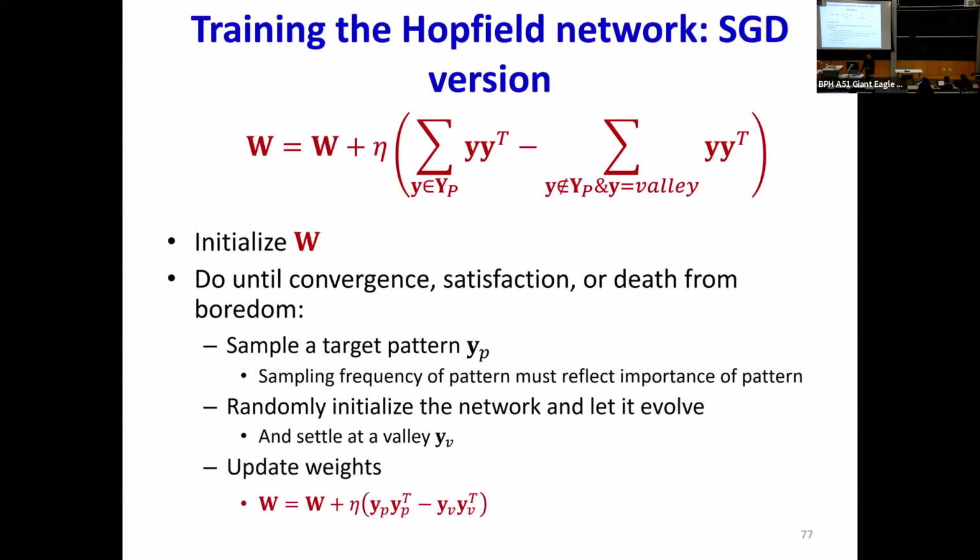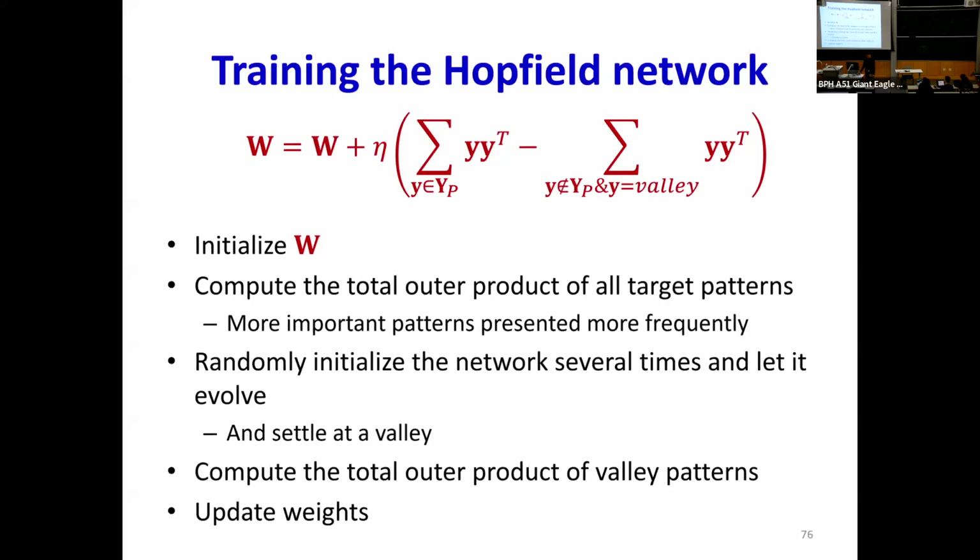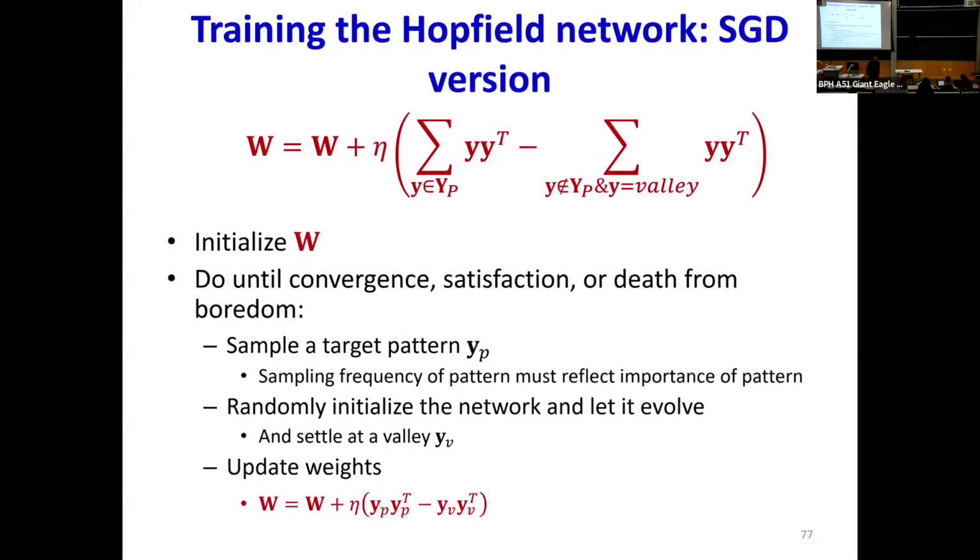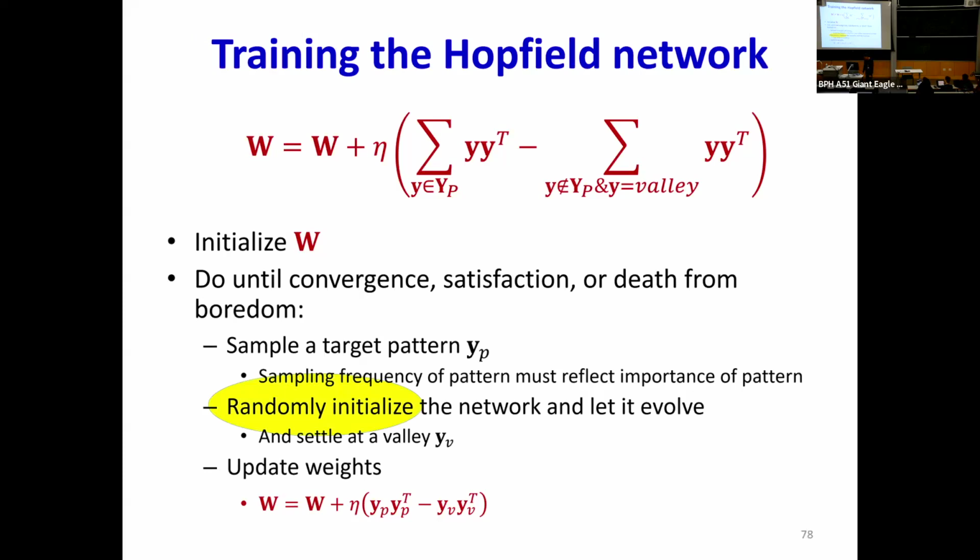Or I could do the SGD version of it, where I can randomly pull up one of my target patterns, let the network evolve, and then just use the difference between the outer product of the target pattern and the value that it settles at. And this is going to be used for my update rule, which is much simpler, right? And I keep doing this till the entire energy of the network converges, right?